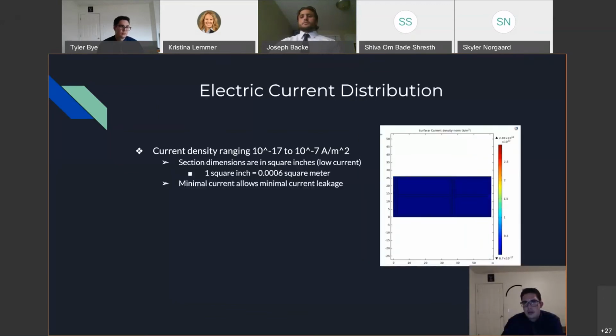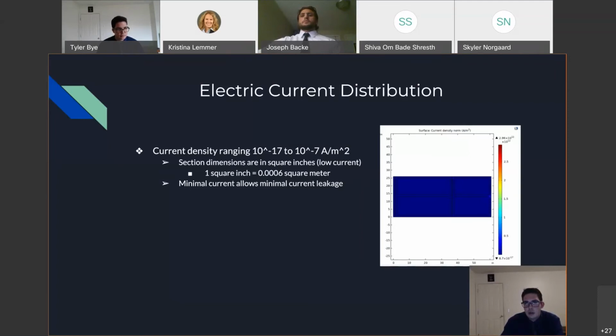The second simulation that we chose to run within COMSOL is the electric current distribution, and this is one of the key parameters that we were trying to make our confinement cage meet, which is minimal current leakage. The current density within the confinement cage ranges from 10 to the negative 17 to 10 to the negative 7 amps per meter squared. Amps per meter squared within itself is a very large unit, and then you have to take into consideration that the cross-section areas are in square inches, which is going to give a low current at any point within the cross-section.